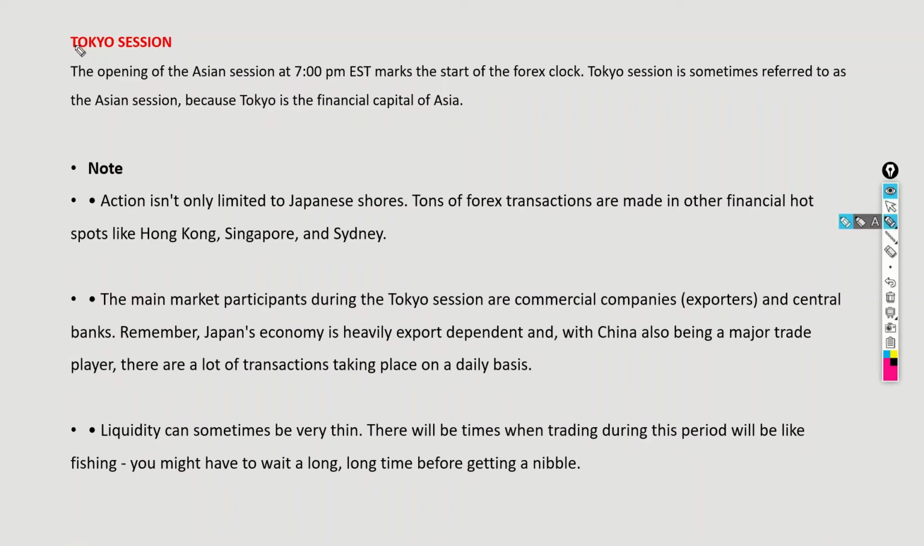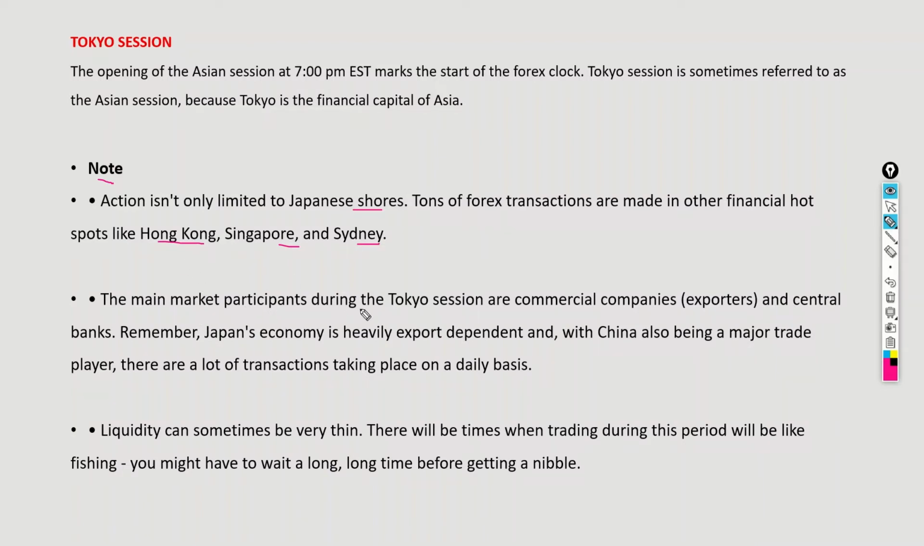We are going to start off by looking at the Tokyo session in a little bit of detail. The opening of the Asian session at 7 p.m. marks the start of the Forex clock. The Tokyo session is sometimes referred to as the Asian session because Tokyo is the financial capital of Asia. Action isn't only limited to Japanese shores. Tons of Forex transactions are made in other financial hotspots like Hong Kong, Singapore, and Sydney during the Tokyo session.